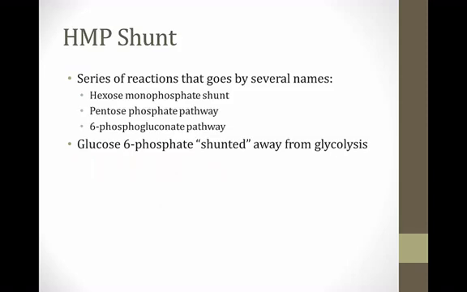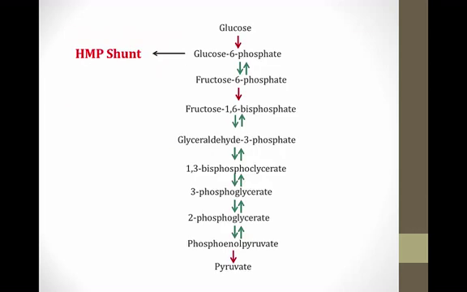The HMP Shunt is a series of reactions that is an offshoot of glycolysis, and it goes by several different names. I was taught to call it the hexose monophosphate shunt, or the HMP Shunt. Some books will call it the pentose phosphate pathway, and it is also sometimes called the 6-phosphogluconate pathway. The reason it's called a shunt is because glucose 6-phosphate is shunted away from glycolysis for this series of reactions. These are the molecules formed as glucose is converted to pyruvate for glycolysis, and the second intermediate is glucose 6-phosphate, and that is where molecules are shunted away for the HMP shunt.